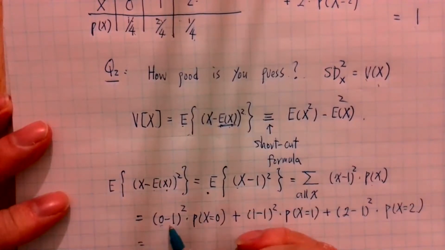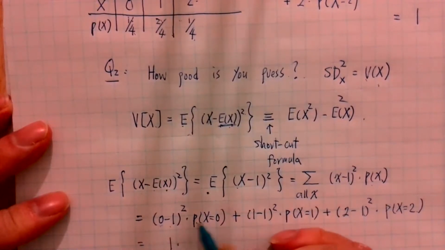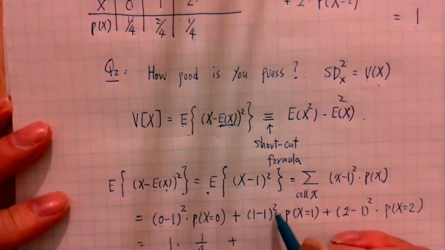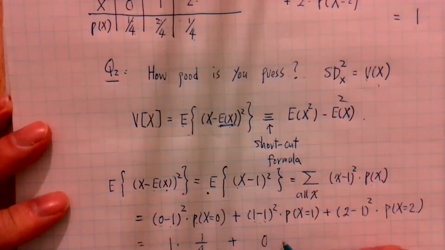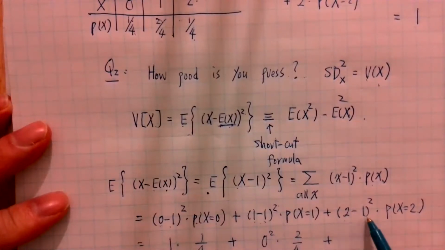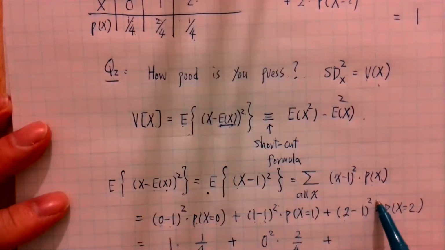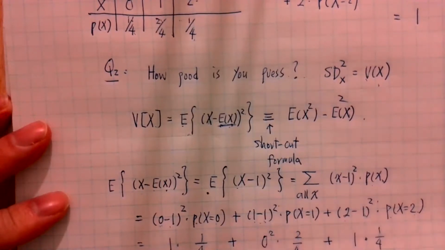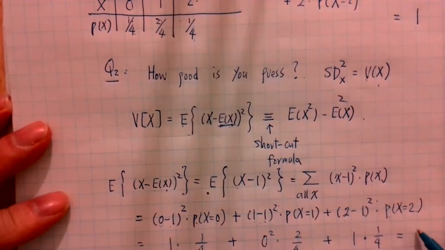So this is (0 minus 1) squared, which is 1, times x equal to 0, which is 25% chance. 1 minus 1 is 0, 0 squared is 0, times this is 2 over 4. Plus 2 minus 1 is 1, 1 squared is still 1, and x equal to 2 is 1 over 4. So when you add it up, they add up to 2 over 4, which is 0.5.